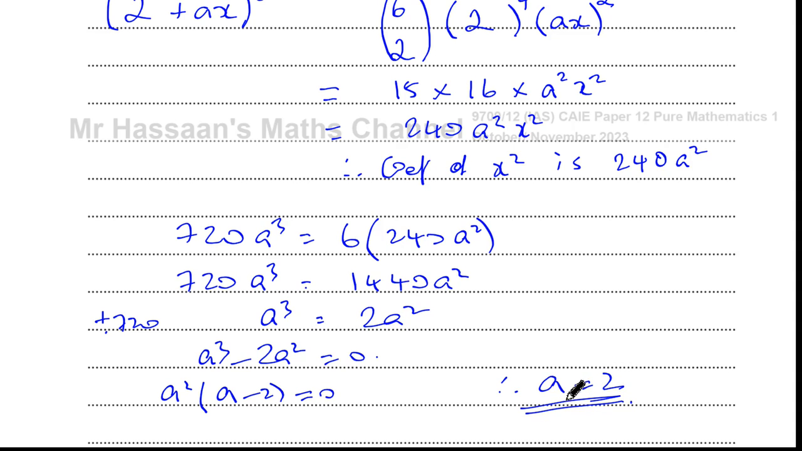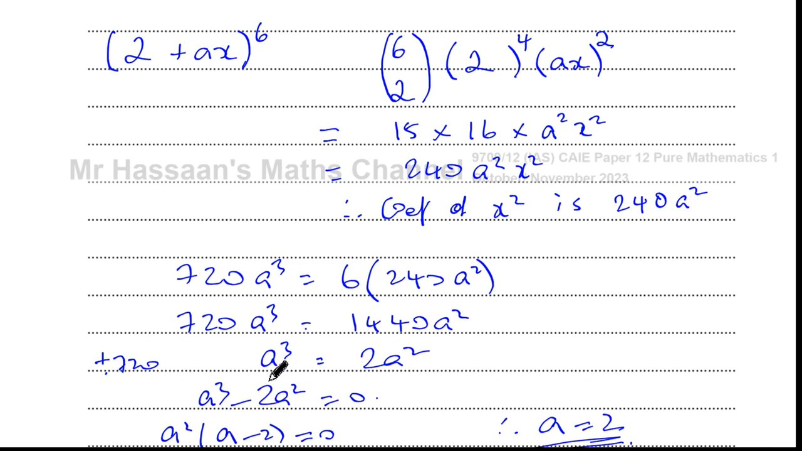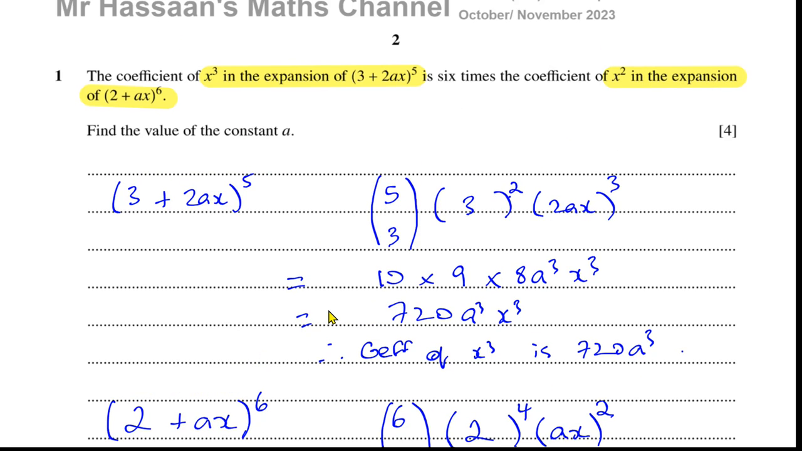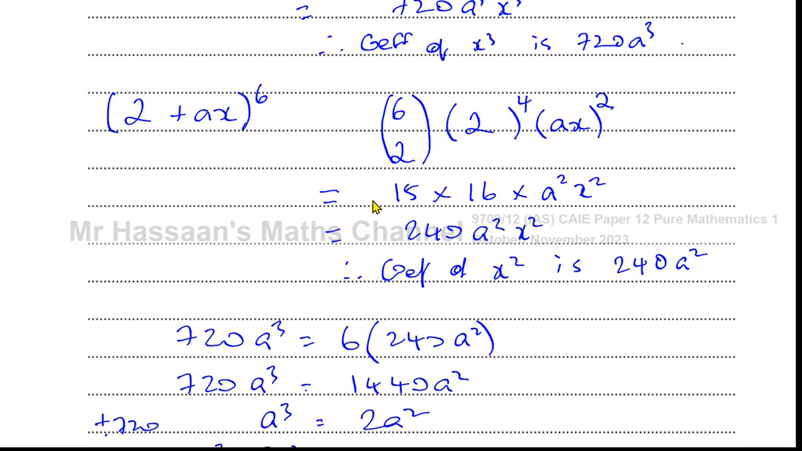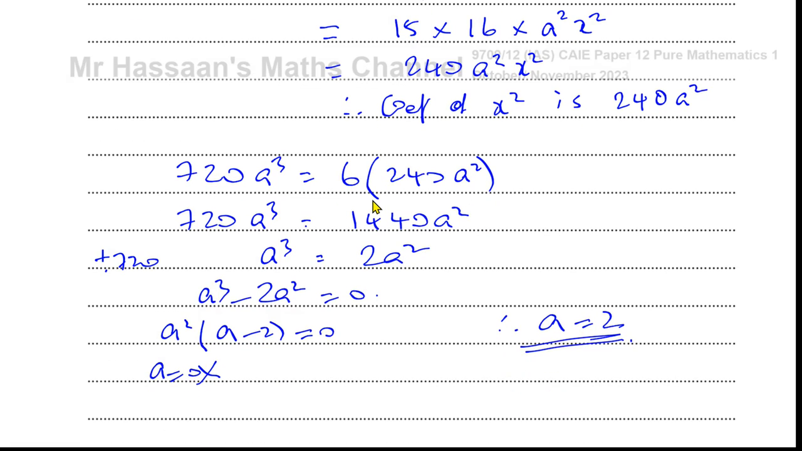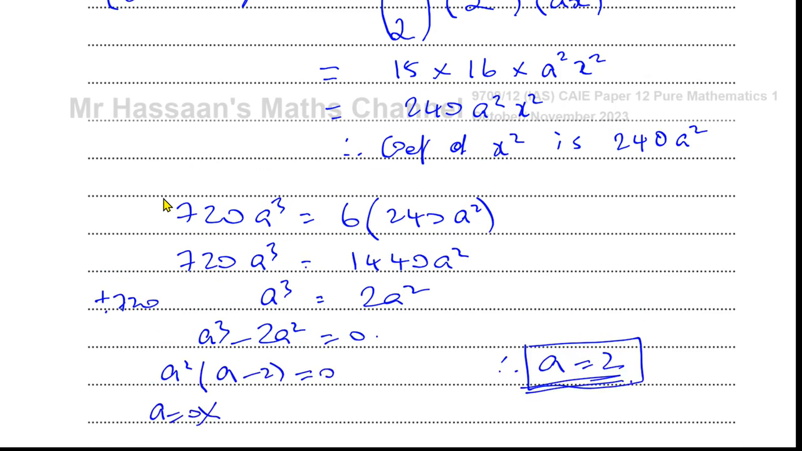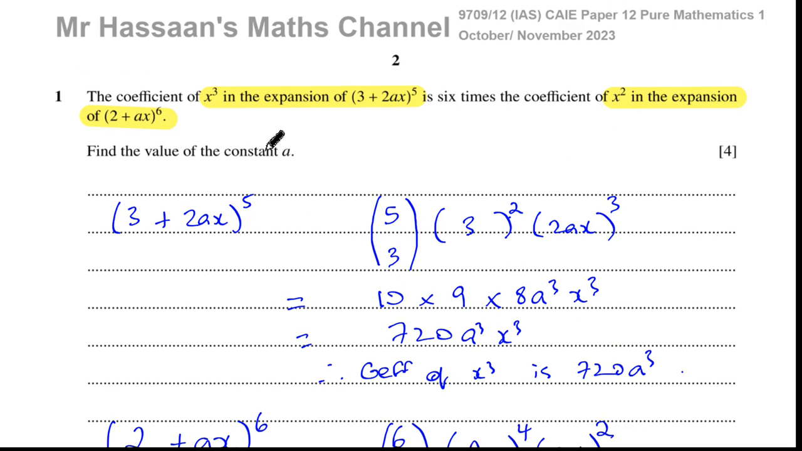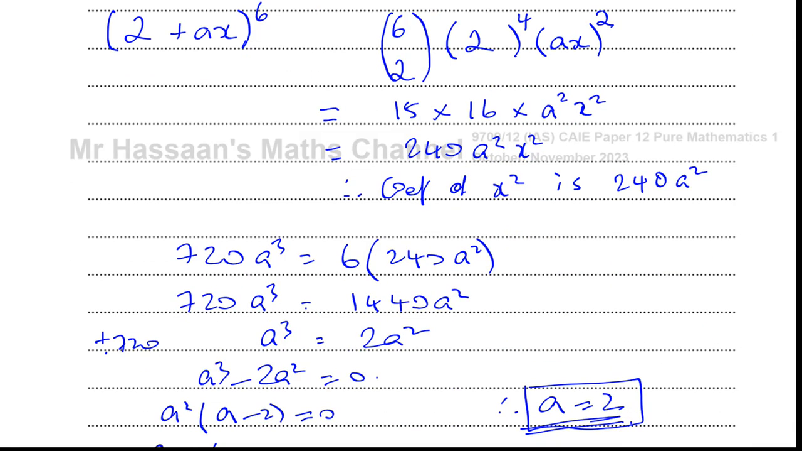Okay, so that will give us the answer. We can say a is equal to 0, but a can't be 0. Okay, because it won't be a binomial expansion. It will just be 3. Okay, so a can't be 0. Okay, so therefore a is equal to 2. Right, so there's the answer to this question, which is question number 1 from this paper.